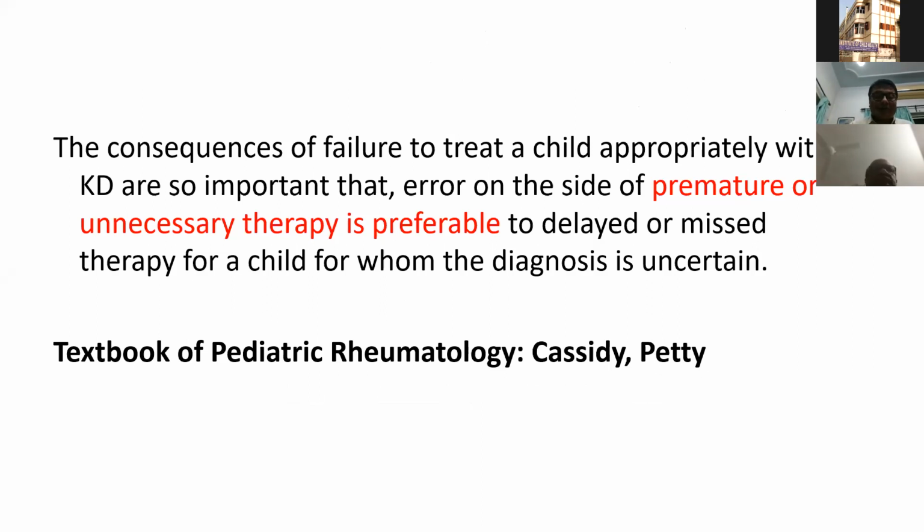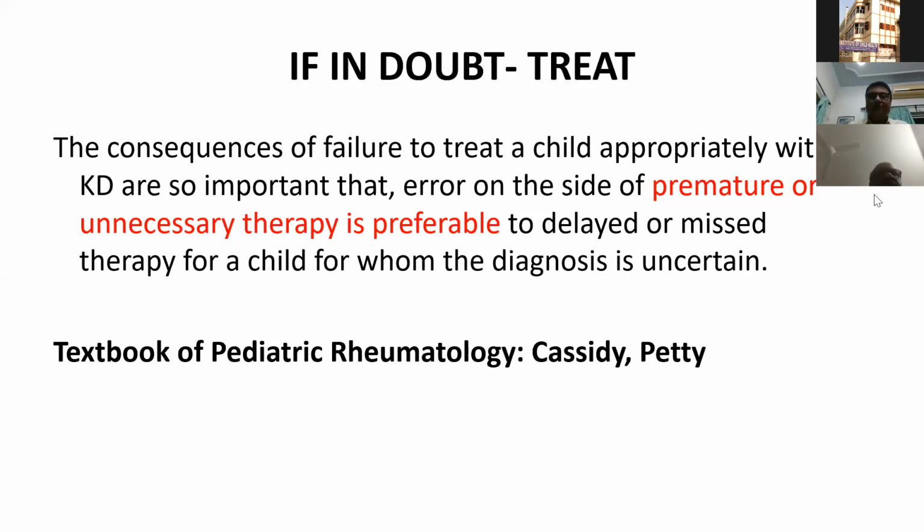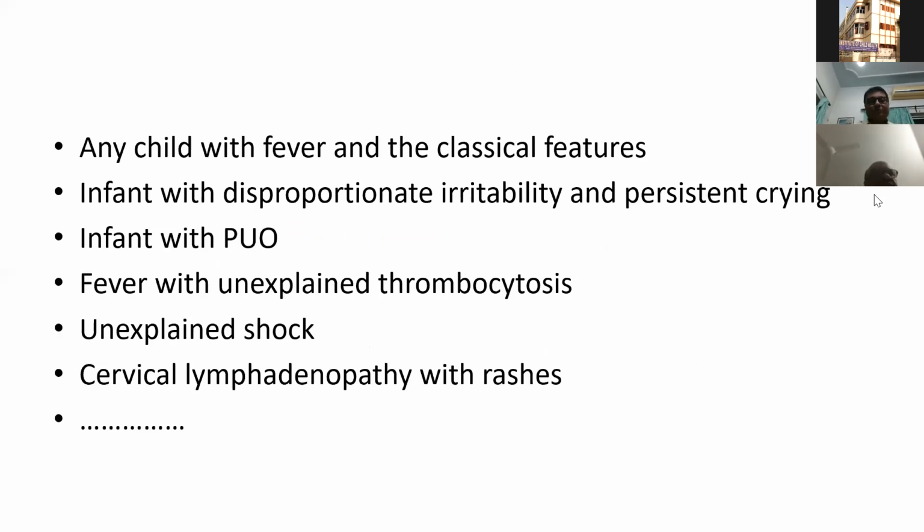And this is from the Gita of pediatric rheumatology, Cassidy's textbook. The consequences of failure to treat a child appropriately with KD are so important that error on the side of premature or unnecessary therapy is preferable to delayed or missed therapy for a child for whom the diagnosis is a little uncertain. So one should possibly go ahead and treat. Even if you are in the slightest doubt, go ahead and treat, because we have shown what happens if you do not treat. So, final slide.